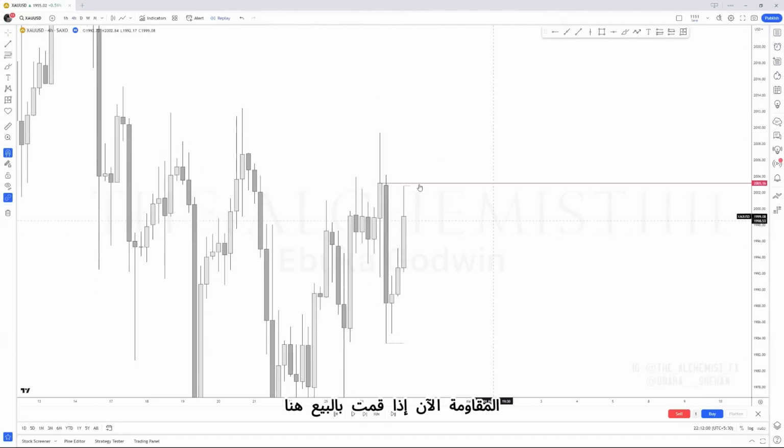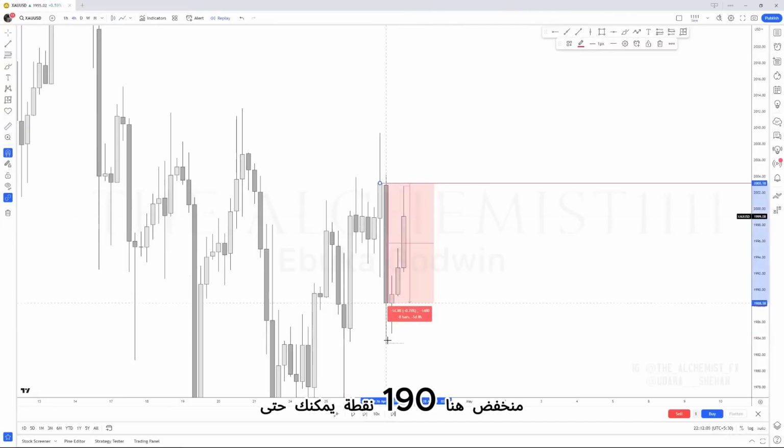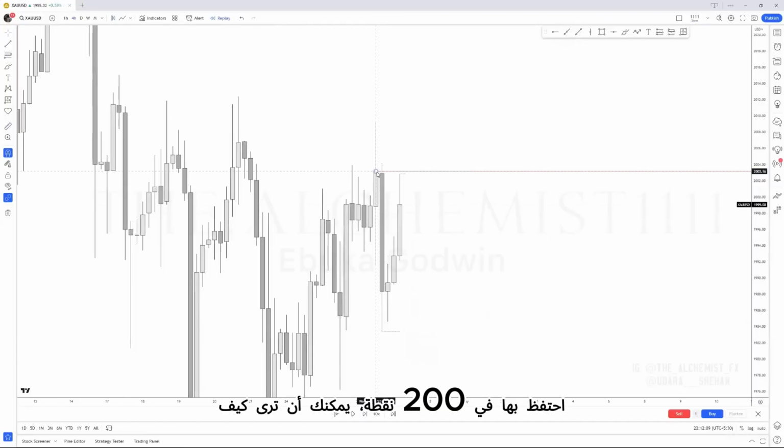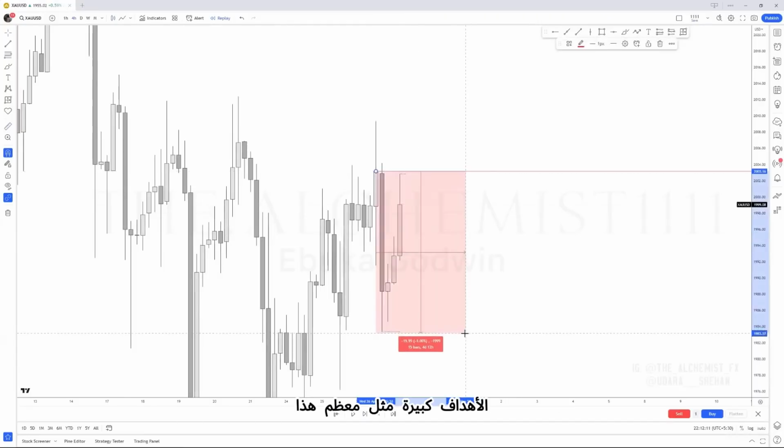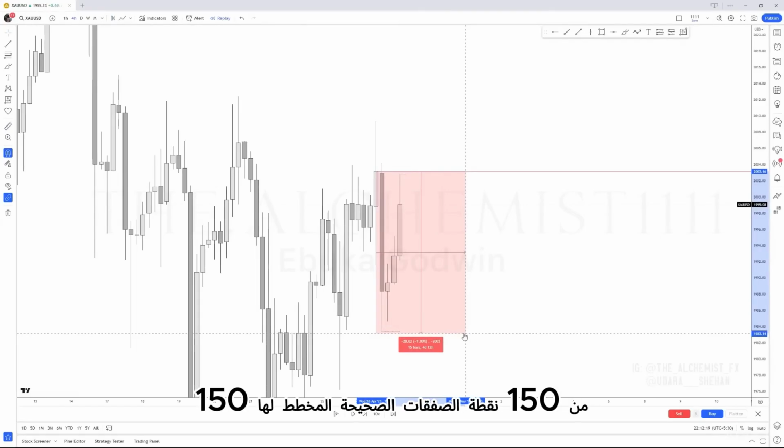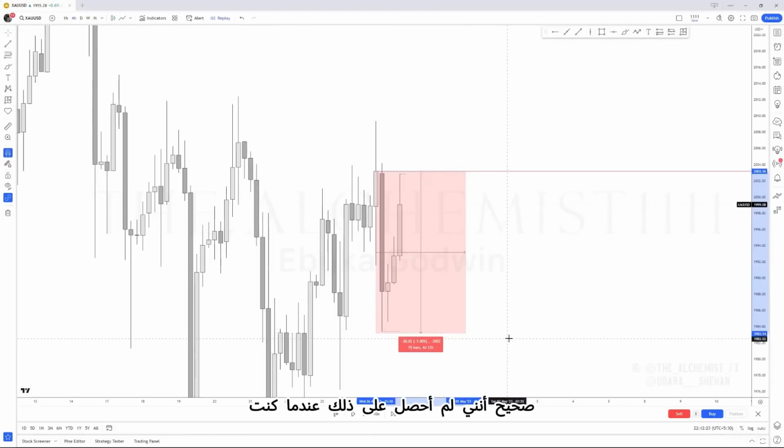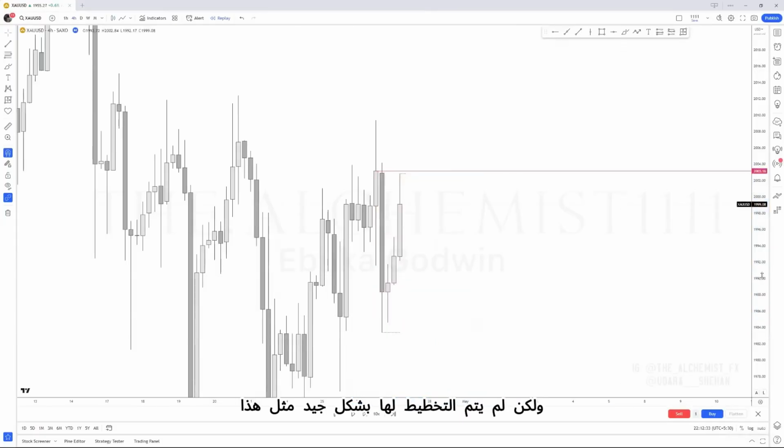Now, if you take a sell here, where is your target? Previous day's low, right here, 190 pips. You can even hold it into 200 pips. Can you see how big the targets are? This is not underestimating you or whatever, but most of you haven't even had more than 150 pip trades, planned 150 pip trades, right? I haven't had that when I was trading SMC. I haven't planned 100, 150 pip trades. I never had that, I have to be honest. Like I had setups, but not very well planned like this.